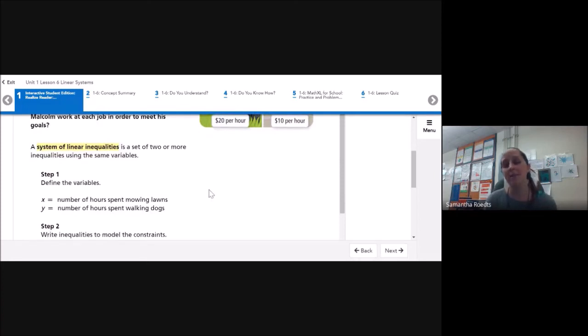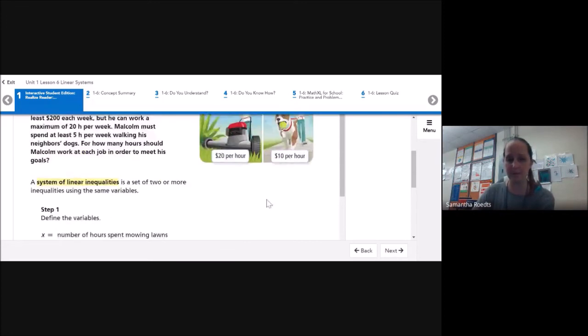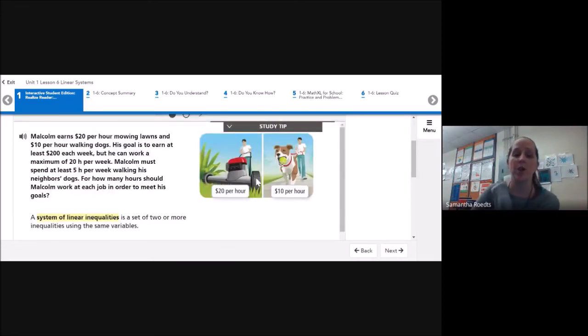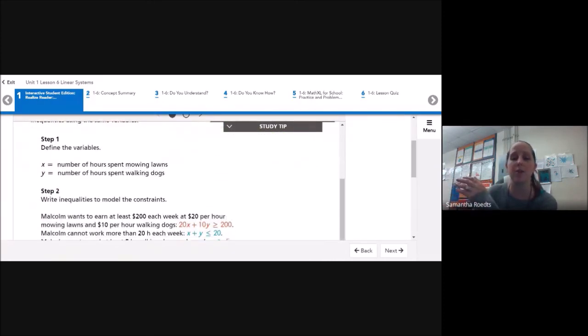The next step is writing inequalities to model what we've been given. We know that he earns $20 per hour mowing lawns and $10 per hour walking dogs. So I'm going to take the 20 and multiply it by x, because that's the number of hours, plus the amount of money he makes for walking dogs, 10 times y. And I want that number to be greater than or equal to 200, because he wants to earn that much money a week. So that's my first inequality: 20x plus 10y is greater than or equal to 200.